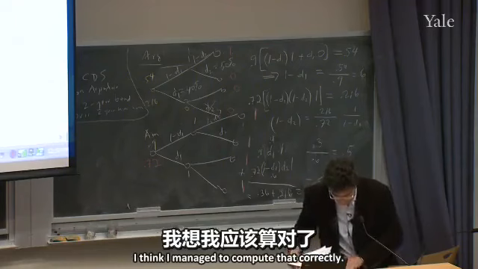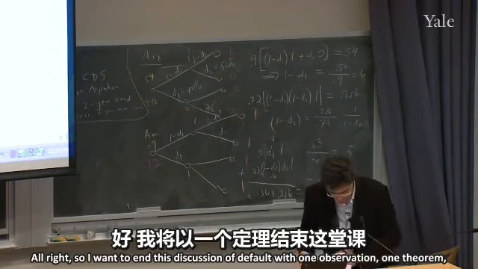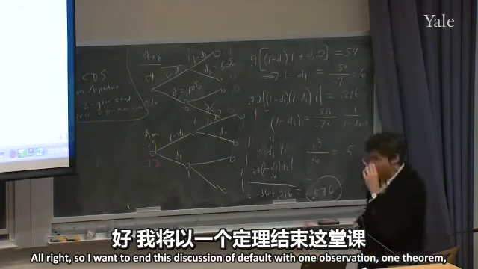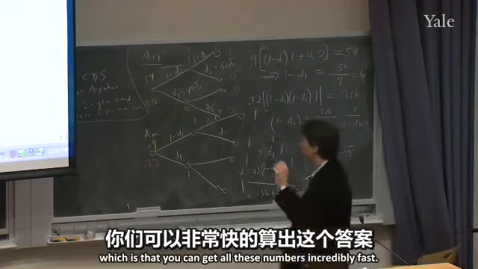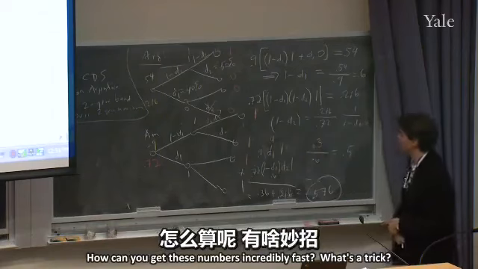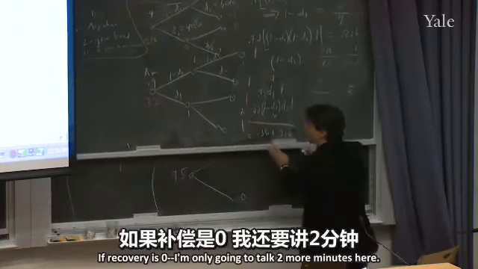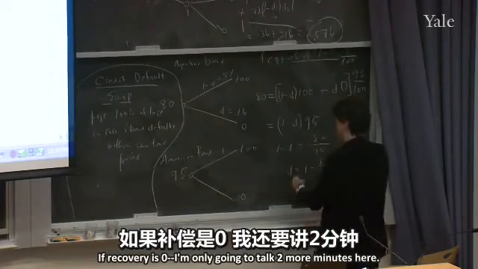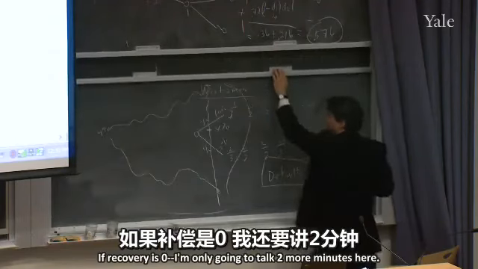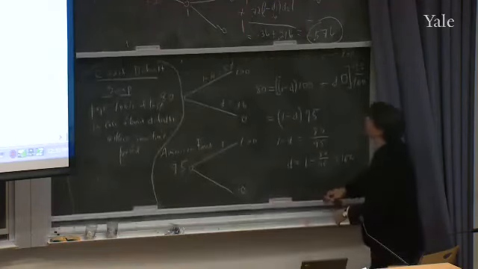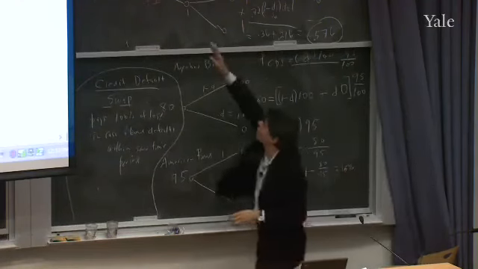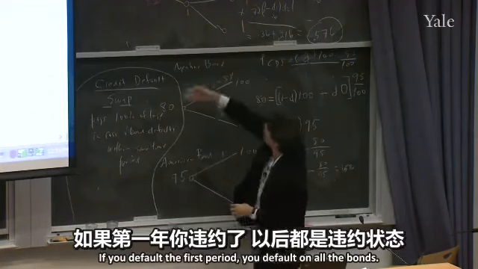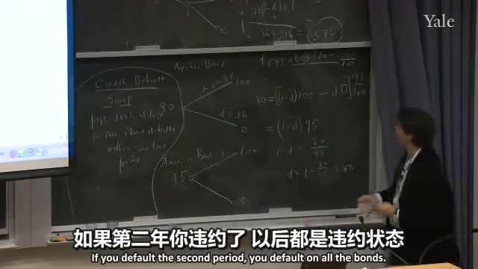All right, so I want to end this discussion of default with one observation, one theorem, which is that you can get all these numbers incredibly fast. How can you get these numbers incredibly fast? What's a trick? Okay, if recovery is 0, so I'm only going to talk 2 more minutes here. I realize I've come to the end of time. If recovery is 0, if you default the first period, you default on all the bonds. If you default the second period, you default on all the bonds.